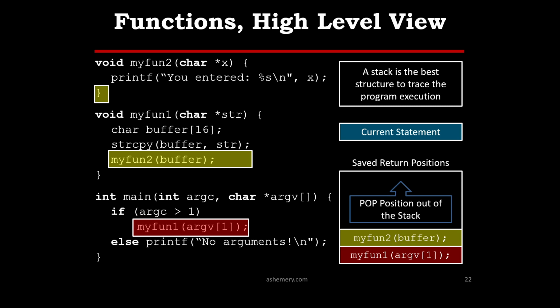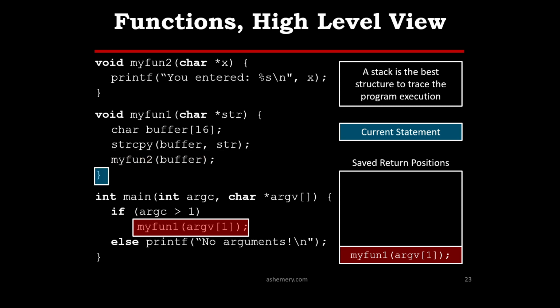Again, we are going to pop the position which is currently on the stack and then go there. So we pop there. As you can see, there is really nothing left in my fun1. If there was, it would be executed, but there's nothing here. So now what will happen? We need to understand where we were before we came to my fun1, like what was the previous code that the system was executing before we started executing my fun1.